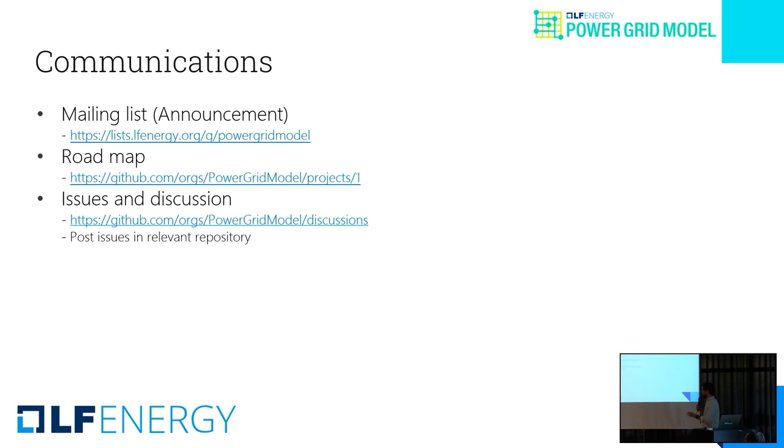Communications. We have a mailing list. So if you want to be updated on new features, on bug reports, anything Power Grid Model related, subscribe to our mailing list through LF Energy. Be aware that lfenergy.org is often caught by a spam filter, so you need to check your spam every now and then, or make sure that your IT department whitelists it. Our roadmap, the link was already shared in the chat, I think. There you can see all open issues and also what we're working on at this moment and what we will probably pick up in the coming quarter.